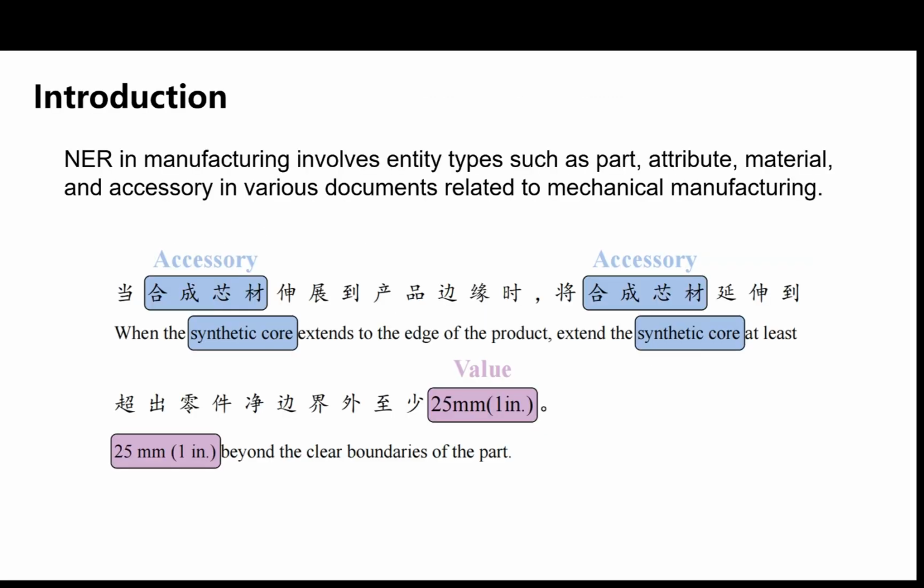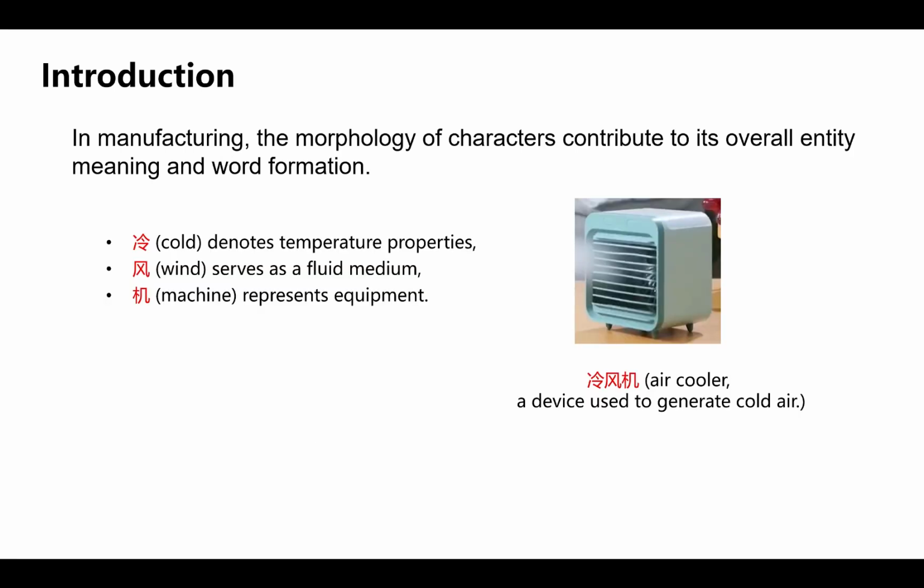NER in manufacturing involves entity types such as part, attribute, material, and accessory in various documents related to mechanical manufacturing. In this example, Hicheng-Shin-K Syntec Core is an entity of accessory and 25M1in is an entity of value. In manufacturing, the morphology of characters contributes to its overall entity meaning and word formation. For example, in the entity air cooler, the first character denotes temperature properties, the second character serves as a fluid medium, and the last character represents equipment.